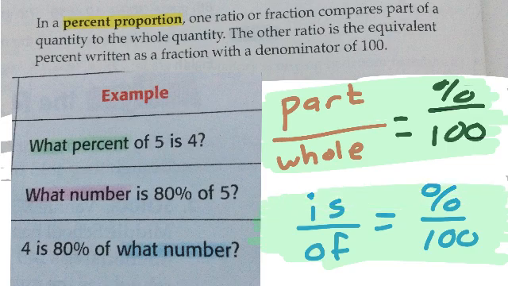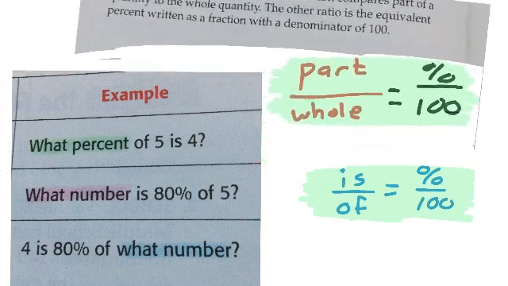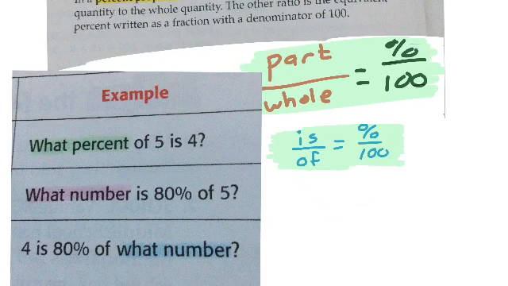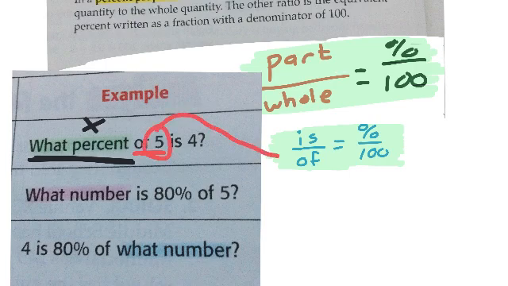So this is what I mean by is over of. Make sure you have this written down so you can use it as we work problems later on. But if I look at the first question here, what percent of 5 is 4? In this example, I'm looking for percent, so I would call my percent X. You see the word of is connected to 5. Of 5, that means 5 is going to be my of. So I would plug in 5 for the value of. And then I've got is 4. So 4 then is the is in the problem. So I would plug in 4 here for is.